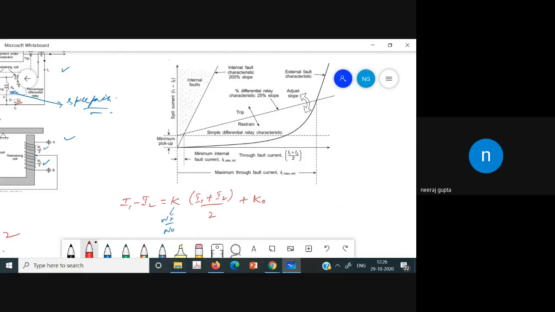This equation is actually the equation of a straight line, that is y equals mx plus c. We have considered the spring value in that.